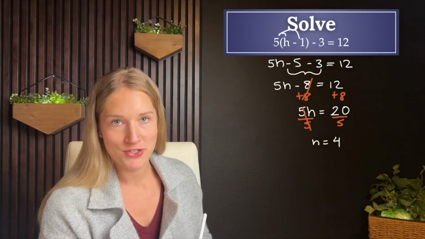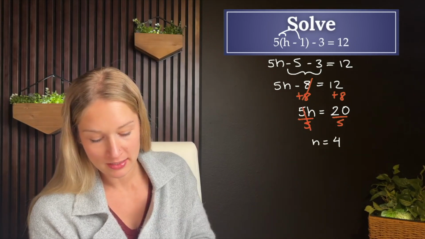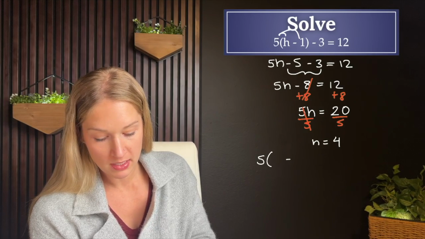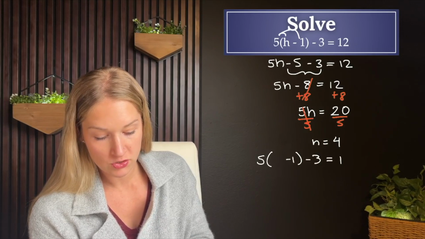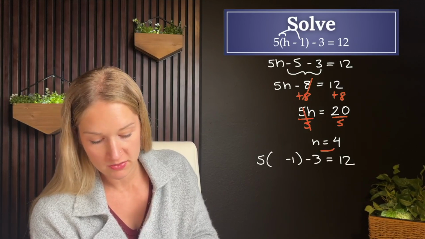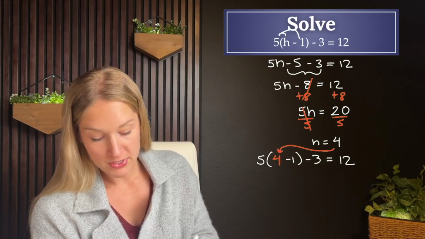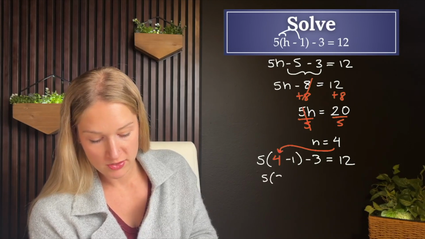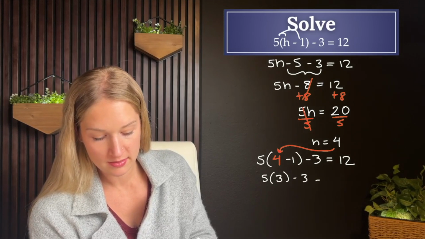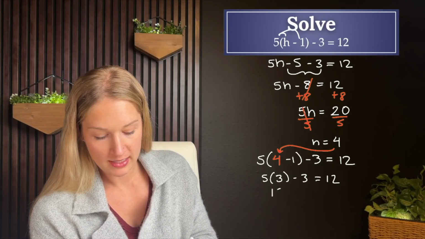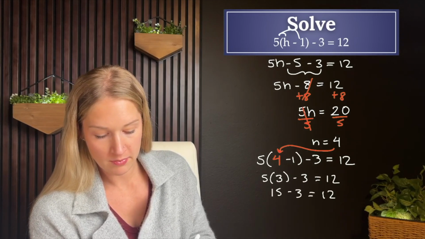Now, of course, always check your answer. I'm going to go back and plug it in. 5 times h minus 1, minus 3 should equal 12. And I am going to put this 4 in that h spot. I always do parentheses first, so do your subtraction inside those parentheses, and then we multiply, and then we subtract.